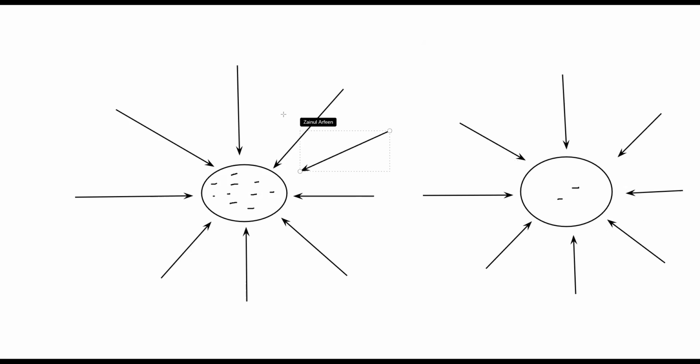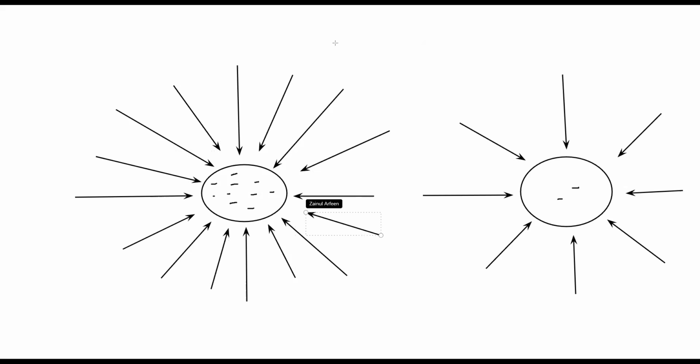Which one represents a strong electric field? The first one, because the field lines are closer, which shows that it is a strong electric field. If I say this one is A and the second one is B, then A is representing the strong electric field, whereas B is representing the weak electric field.